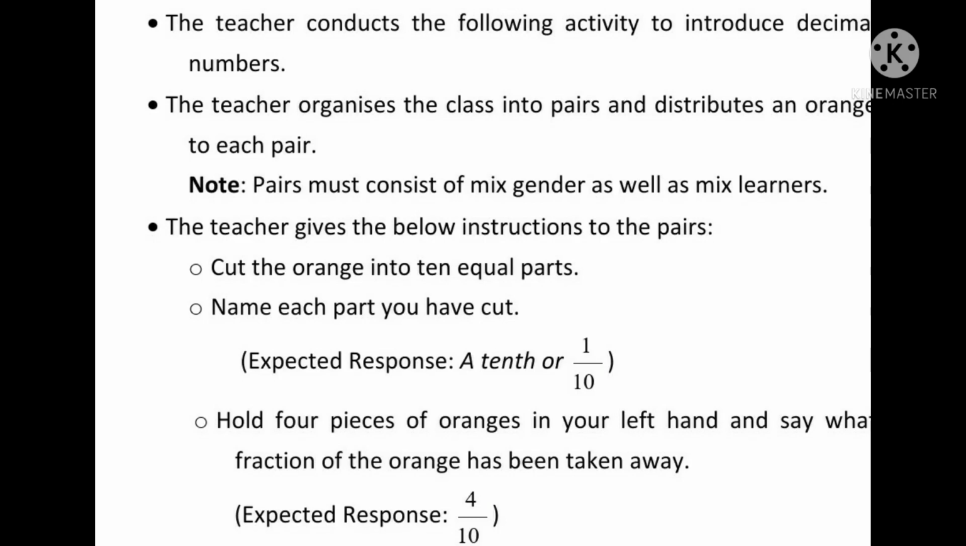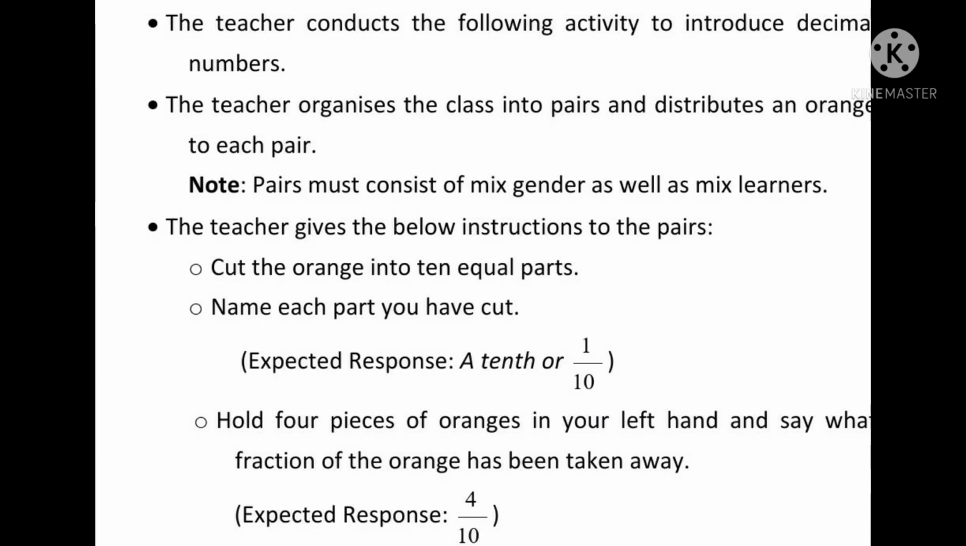She says, cut the orange into 10 equal parts. Then name each part that you have cut. For example, a child may answer that each part is a tenth or 1 upon 10. Then the teacher asks them to hold 4 pieces of orange in their left hand and then say what fraction of the orange has been taken away.